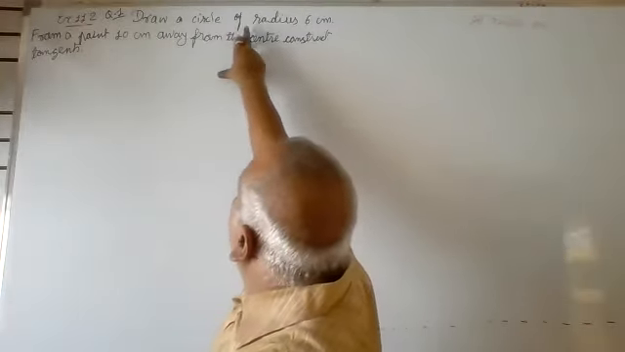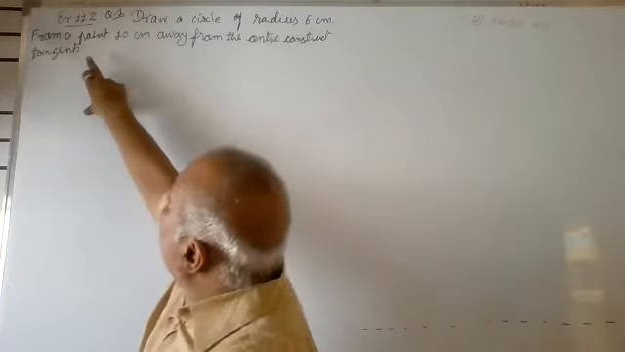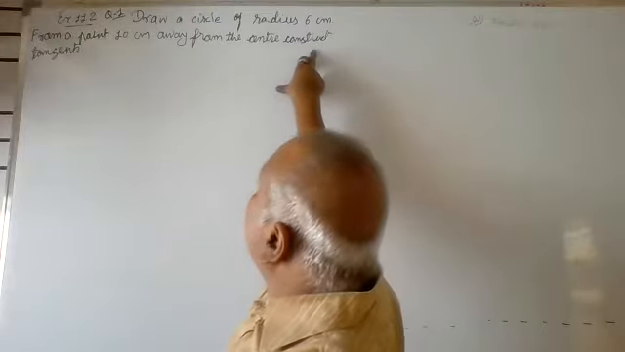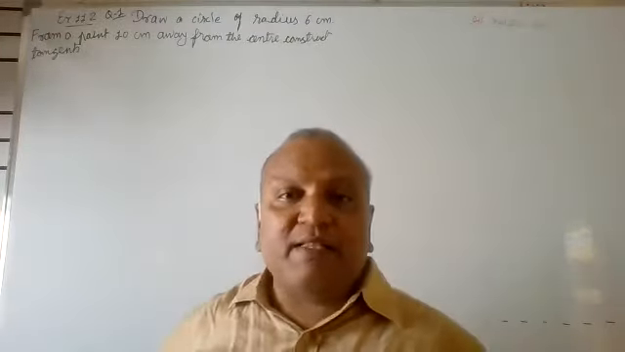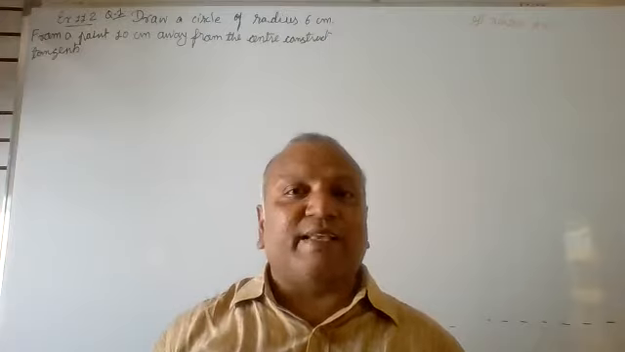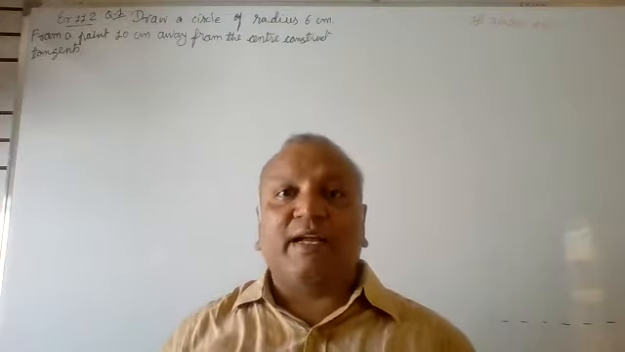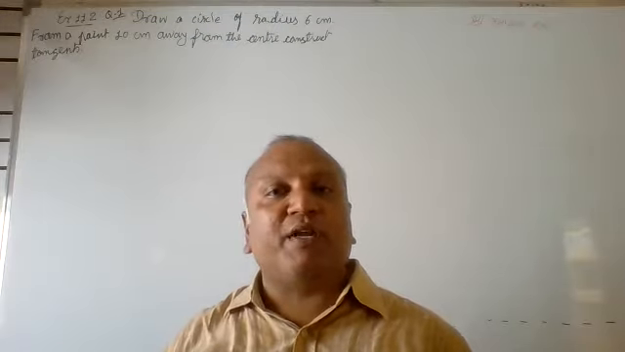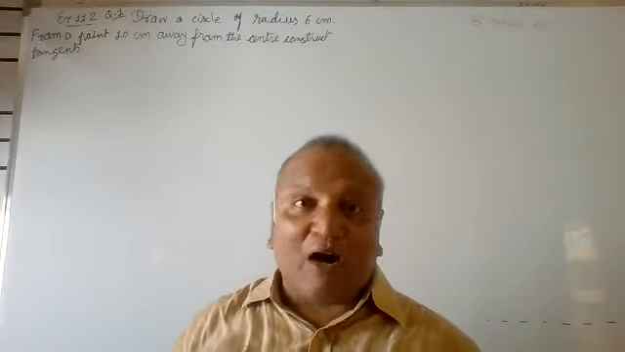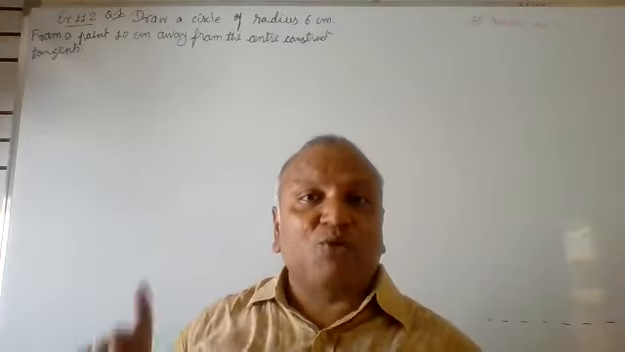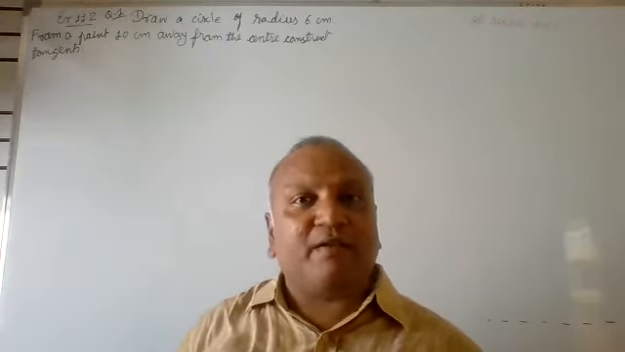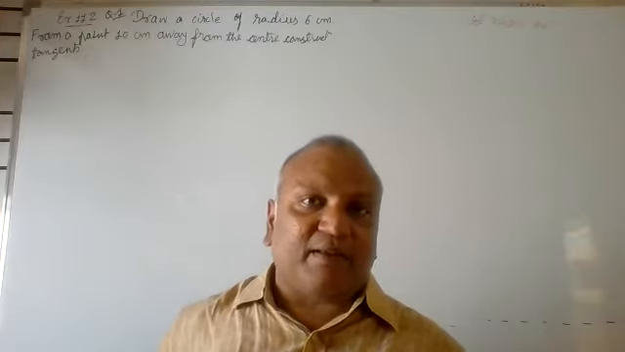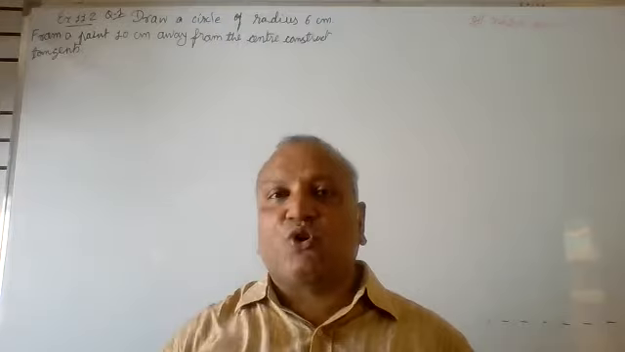Draw a circle of radius 6 centimeter and from a point 10 centimeter away from the center, construct tangents. It means we have to construct two tangents, as we know that we can construct two tangents from a point outside the circle. How can we know that the point is outside? You can see the radius is given as 6 centimeter and the distance of the point from the center is 10 centimeter.